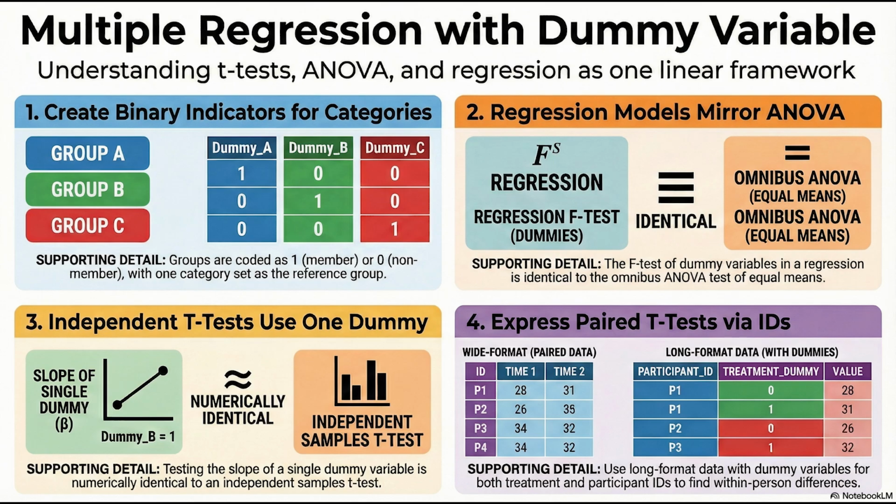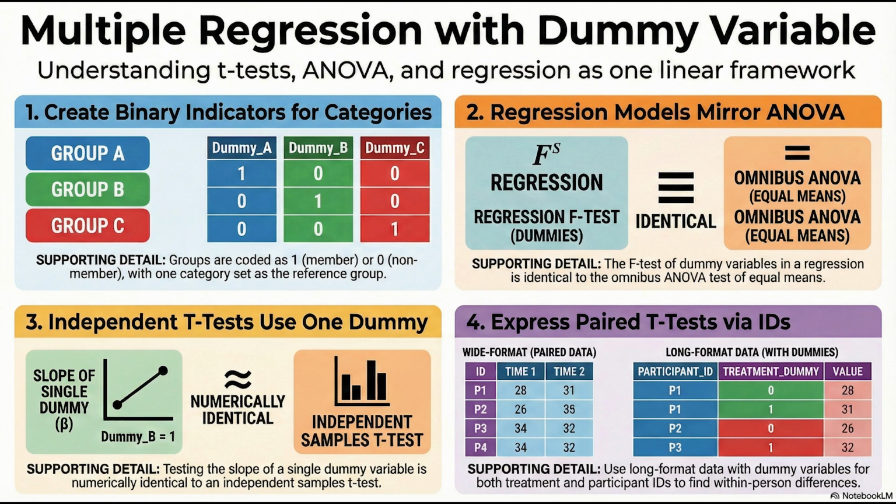When a regression model contains only dummy variables representing groups, it is equivalent to ANOVA. For example, with 3 groups, 2 dummy variables are created, leaving one group as the reference. The overall F-test of whether all population regression coefficients for the dummy variables equal 0 is identical to the omnibus ANOVA test of equal means.